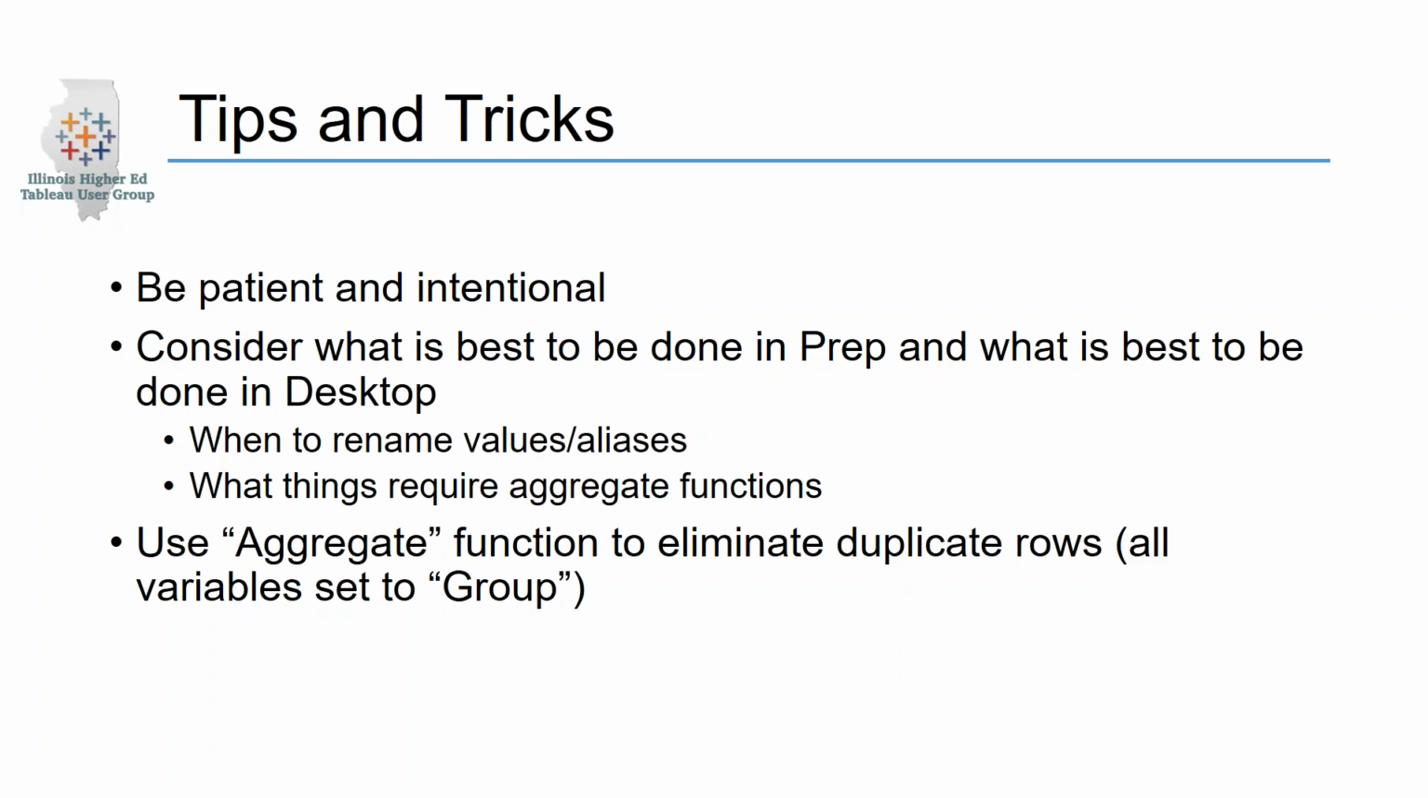Another consideration is what you want to do in Prep, and what you eventually want to do in Tableau Desktop. I've gone back and forth on when to rename some values or give values aliases. Do I have to do a calculation on something eventually, but I already gave it an alias, so I can't do that natively? What things require aggregate functions eventually? If you have multiple lines of data for a single student, a lot of that has to be done in Tableau Desktop, not Tableau Prep, because Prep can't do aggregate functions.